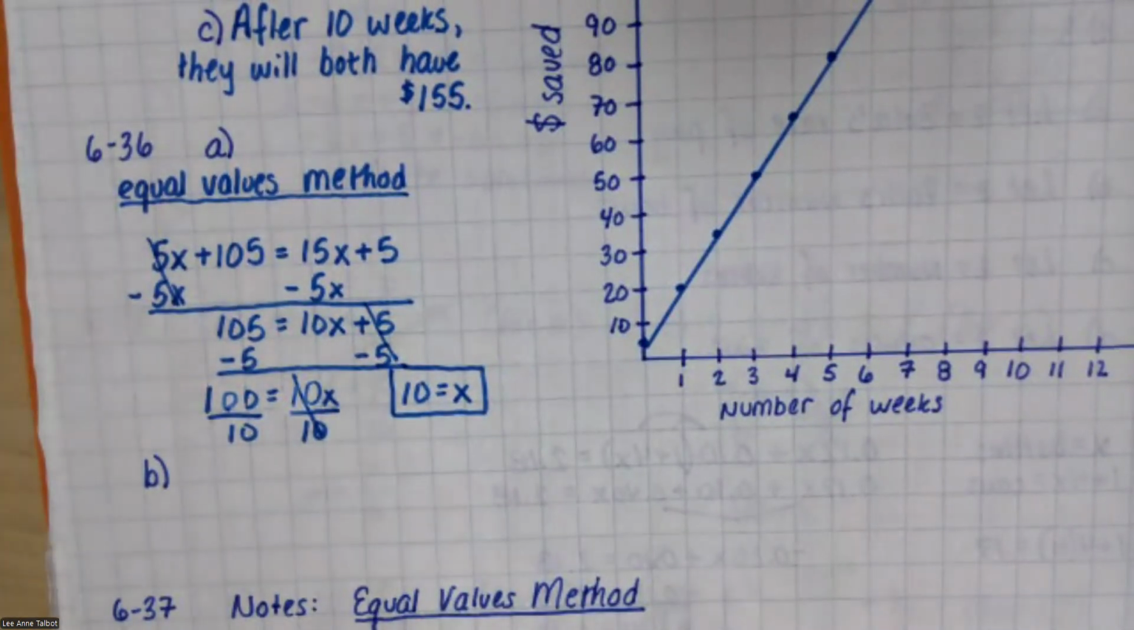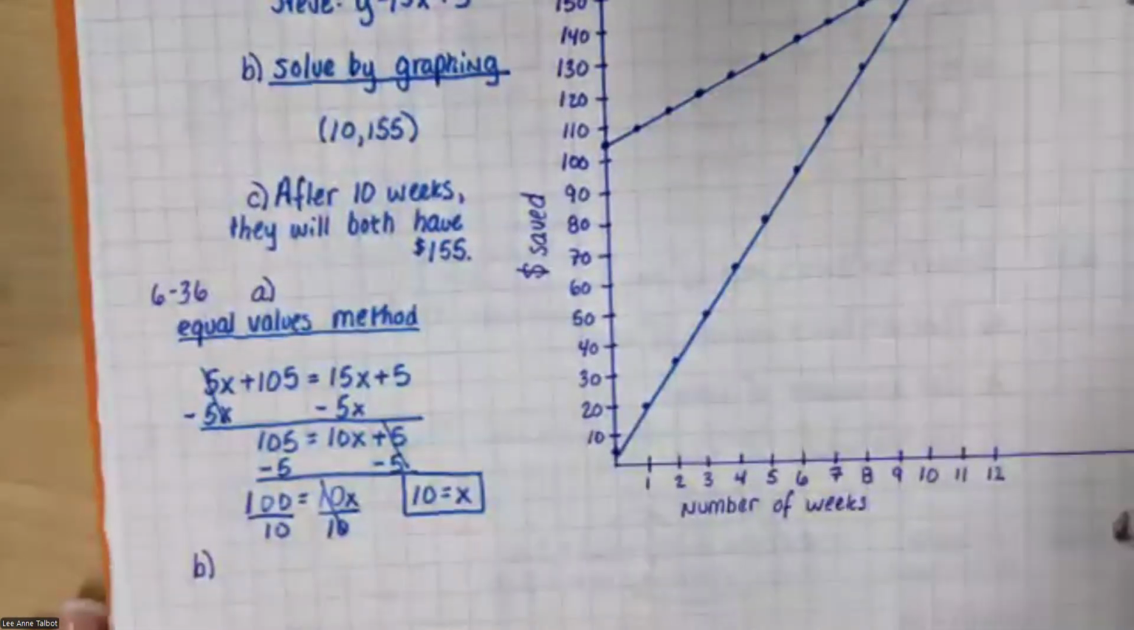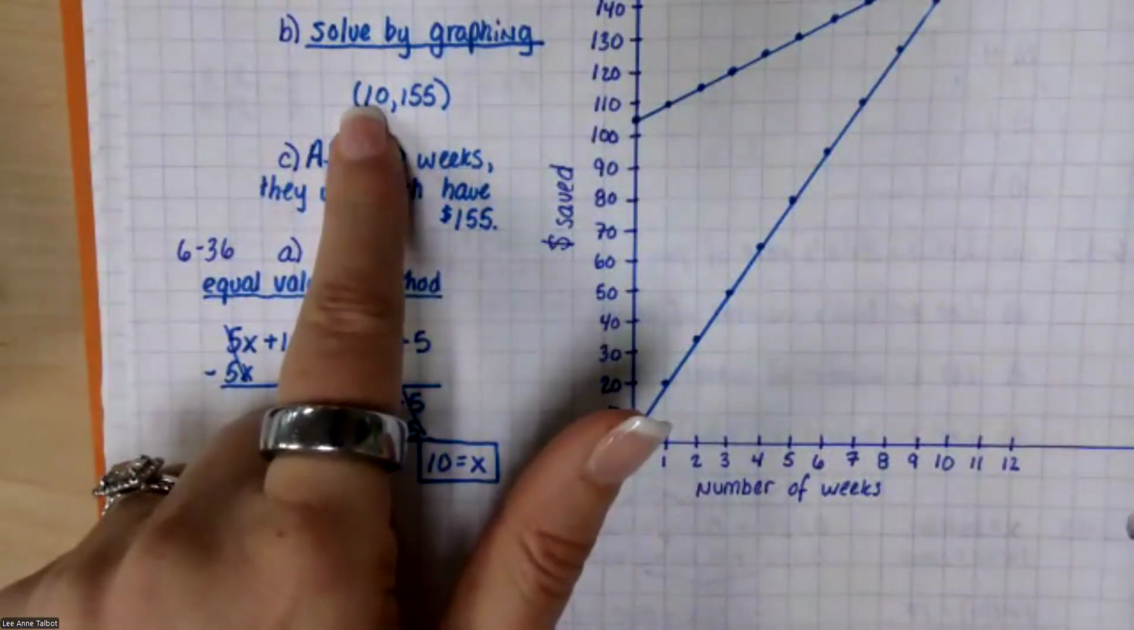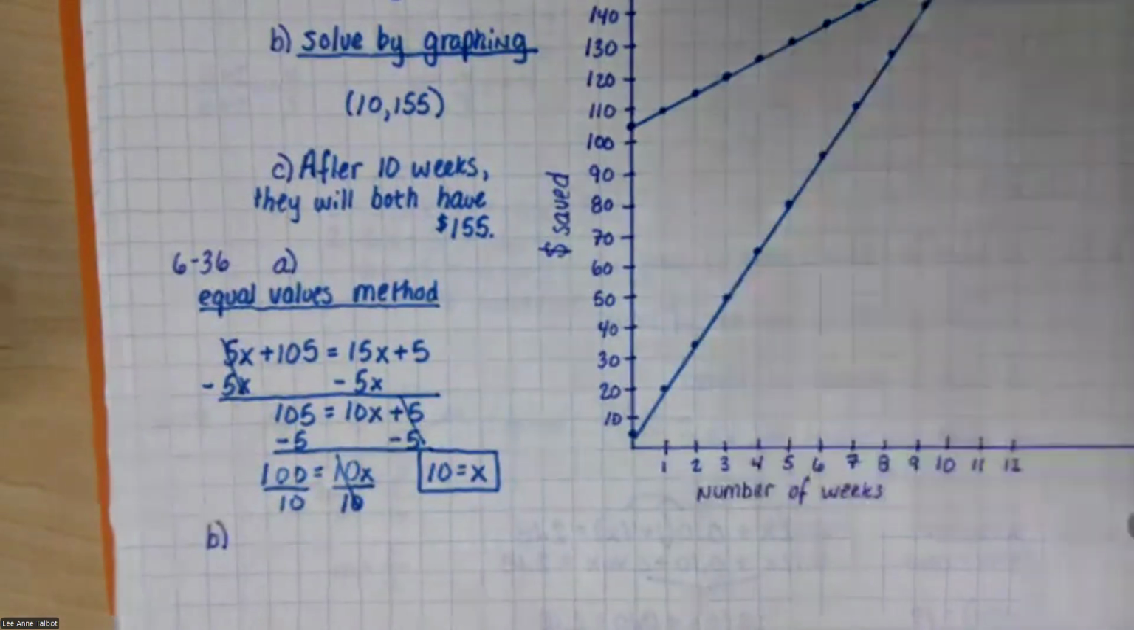Okay, I got x is 10. Does that make sense with my solve by graphing solution? Yes, because this is the X and this is the Y. So X is 10. So what do you think we're going to do in B then?